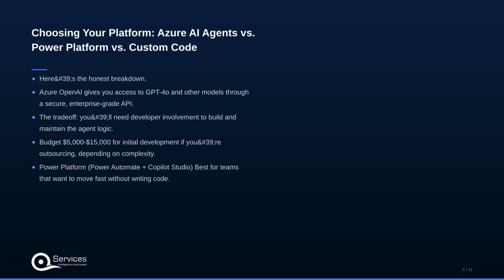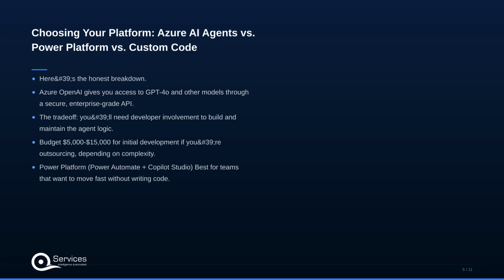Here's the honest breakdown. Microsoft Azure AI agents: best for businesses that need custom logic, want control over their data, or are already running workloads on Azure. Azure OpenAI gives you access to GPT-4o and other models through a secure, enterprise-grade API. The trade-off: you'll need developer involvement to build and maintain the agent logic. Budget $5,000 to $15,000 for initial development if you're outsourcing, depending on complexity.